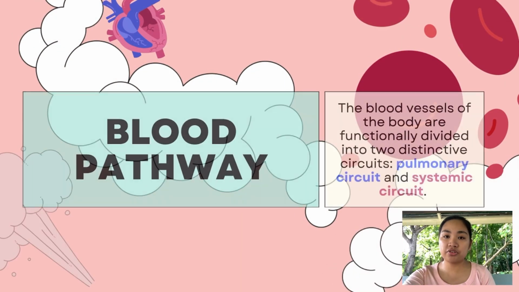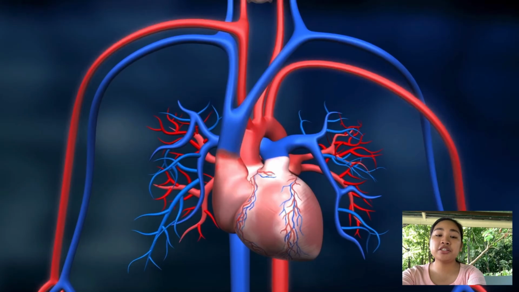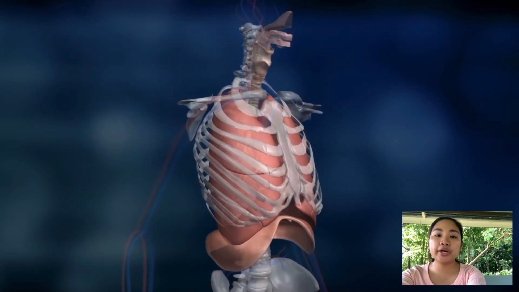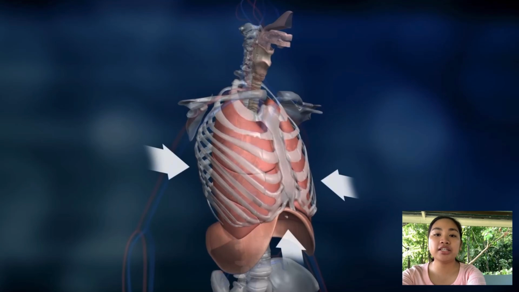The blood vessels of the body are functionally divided into pulmonary and systemic circuits. Pulmonary circulation moves blood between your heart and the lungs. It transports the oxygen-poor blood to the lungs to absorb oxygen and release carbon dioxide.